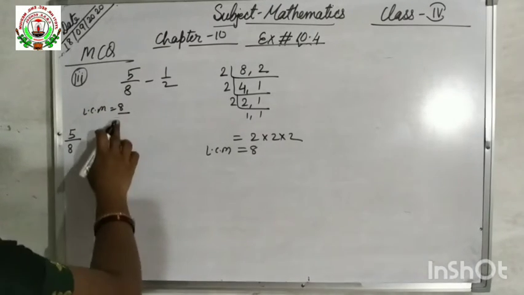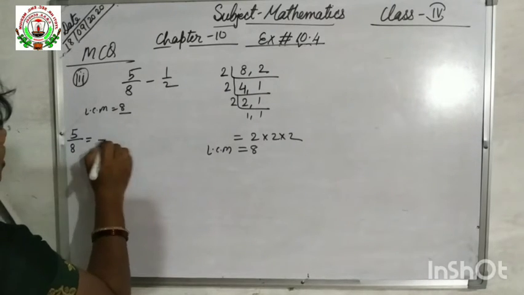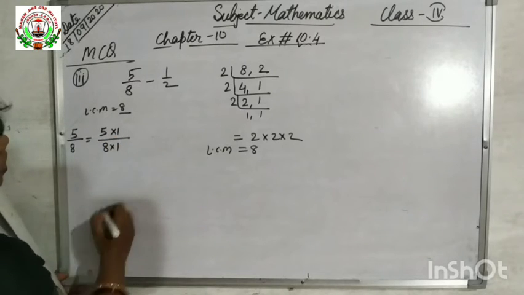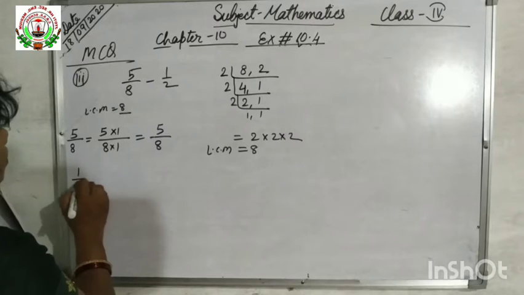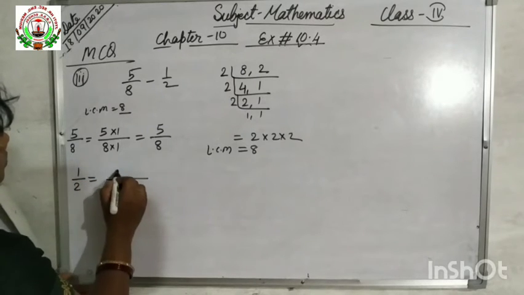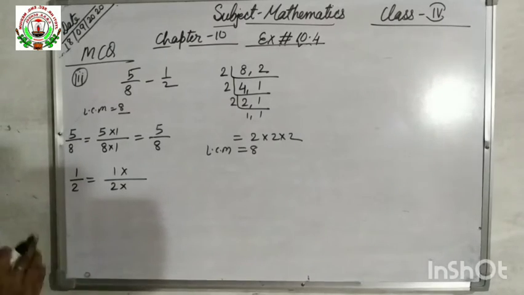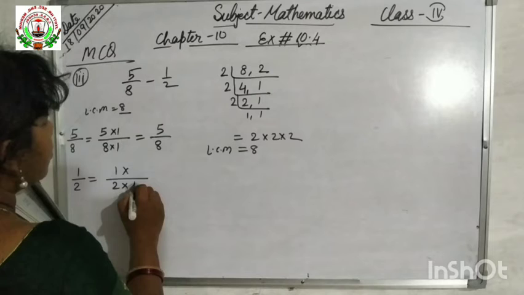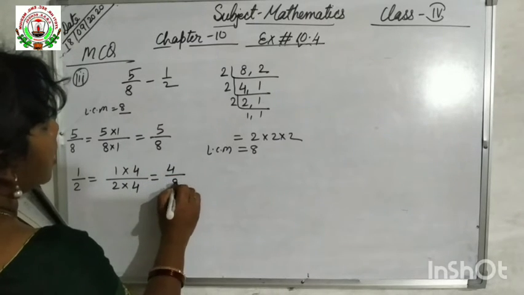What we are getting in the LCM, the same number you will make in the denominator. So you will multiply here again. 8 is already here, so we will multiply it by 1. 8 times 1 is 8 and 5 times 1 is 5. Next fraction is 1 by 2. Now which number will you multiply to get 8? 2 times 1 is 2, 2 times 2 is 4, 2 times 3 is 6, 2 times 4 is 8. So you will multiply it by 4. So 4 times 1 is 4 and 2 times 4 is 8.